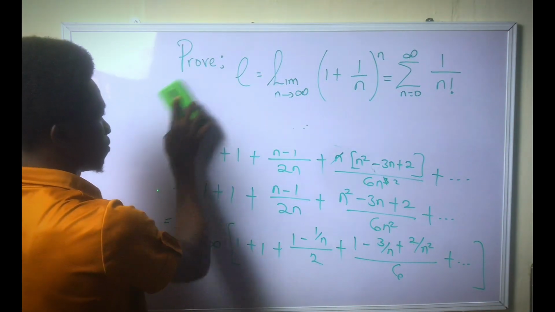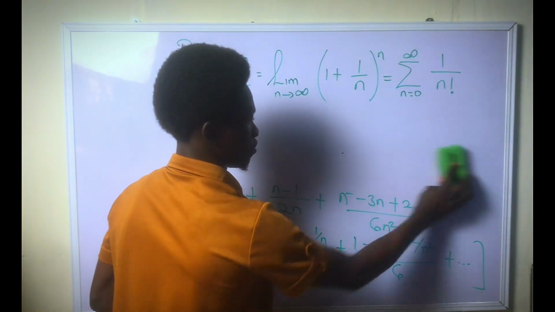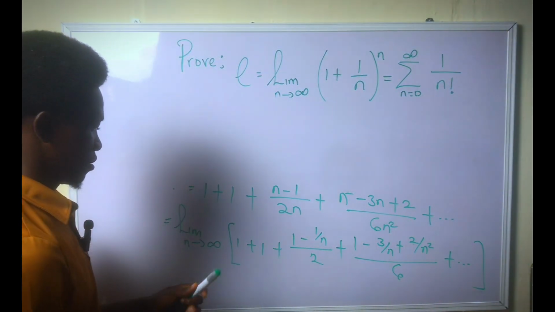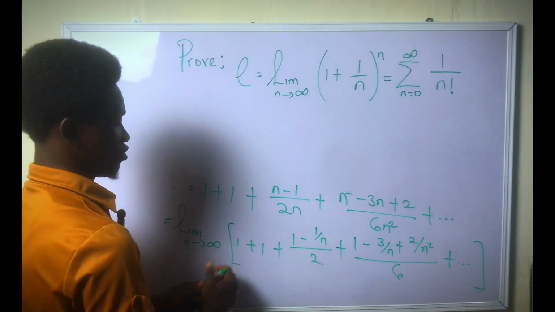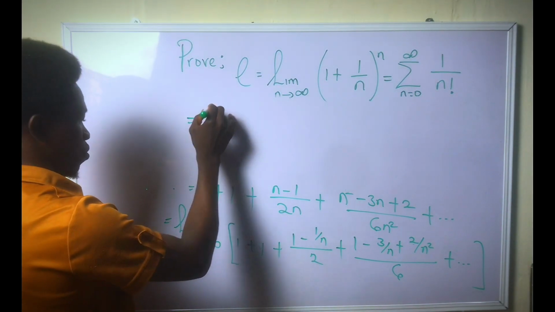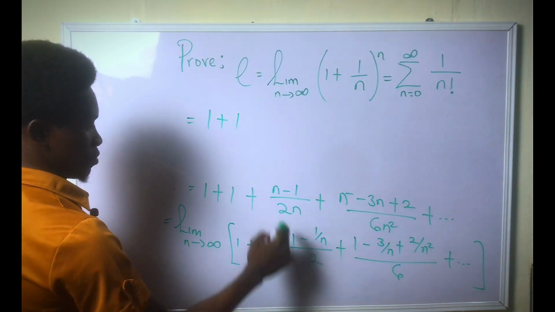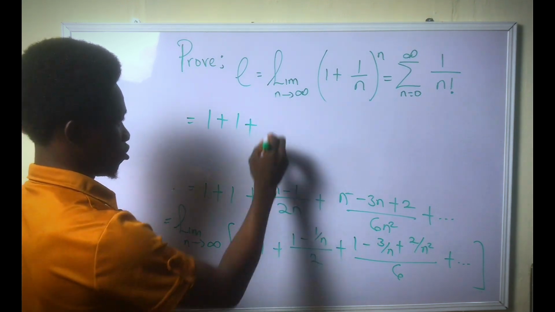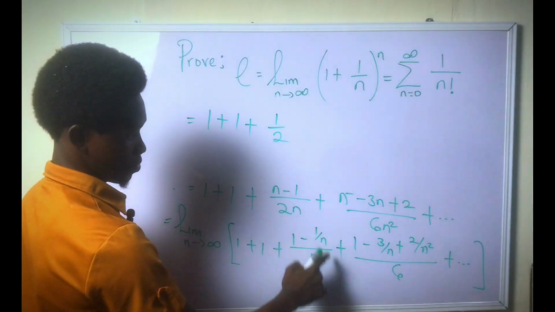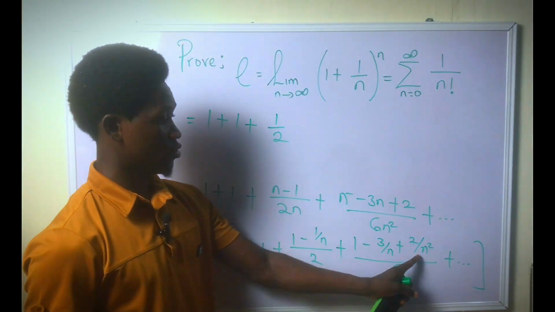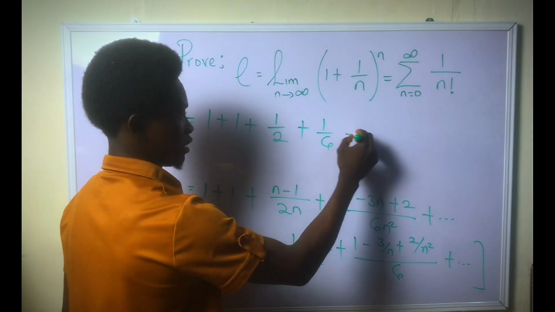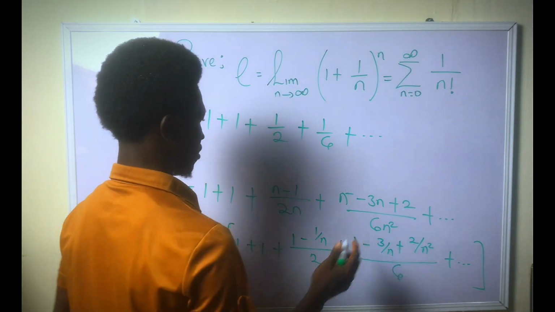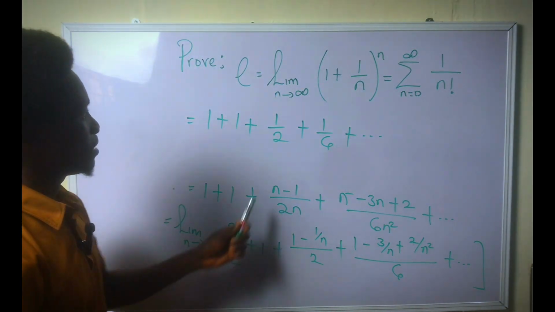So if I should put infinity into all of these expressions, then let's see what we have here. Then I would have infinity instead here. 1 over infinity is going to be 0. So what remains is 1 plus 1, then plus 1 over 2 here. Then this is going to be 0. This is going to be 0. Then this could be 1 over 6, and it goes on and on. So how does this give us Euler, right?